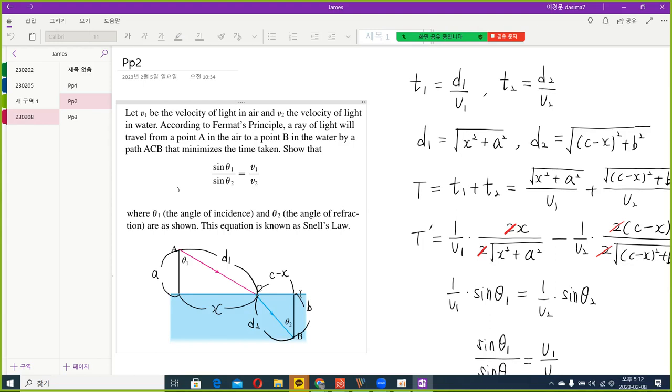We want to find the path which minimizes the time taken. So the first time is the first distance divided by the first velocity, d1 over v1, and the second time is the second path divided by the second velocity. So the velocity of light becomes different in different mediums.